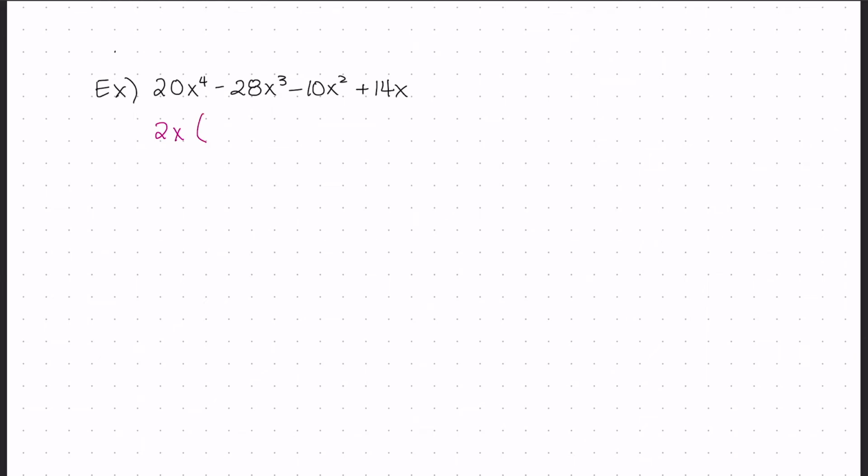And then we look at what's left, and we have 10x cubed minus 14x squared minus 5x plus 7. Okay, and now we're going to go ahead and factor by grouping what's inside the parentheses. Everything else is going to come down for the ride. Notice I do need this set of parentheses to show that the 2x is going to get multiplied by everything that I'm doing on the inside.